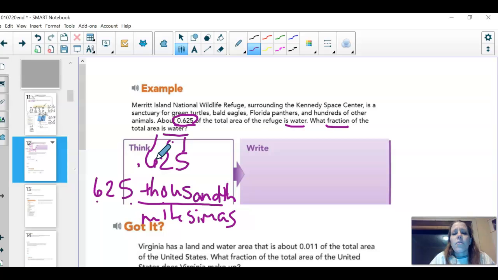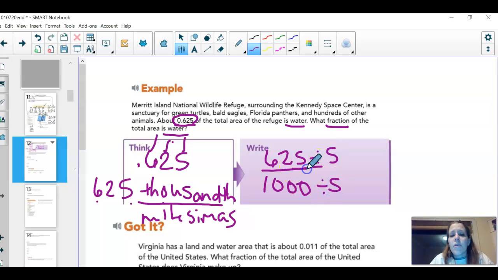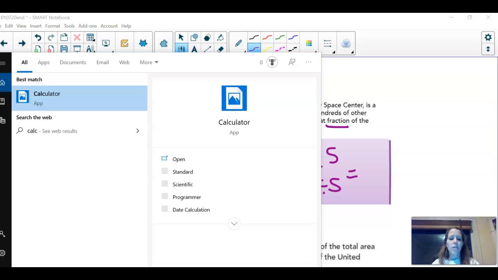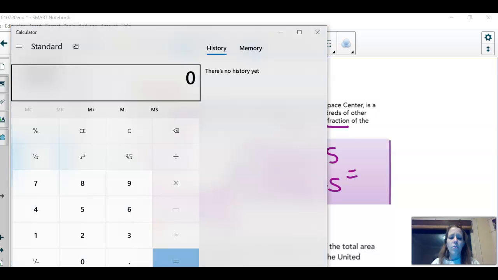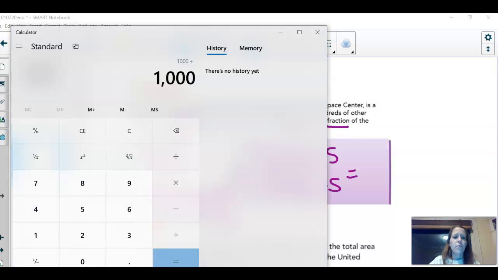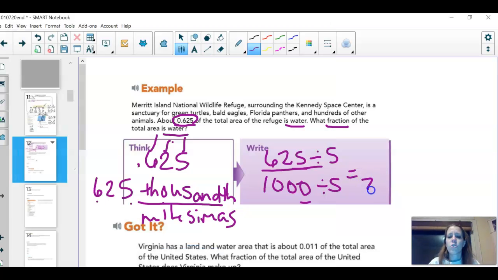Okay? Now I'm going to write it. 625 thousandths, or milésimas. And now I'm going to look for something I can divide them both by. I see they both end in a 5 or a 0, so I can go ahead and divide those. Now for this part, if you're struggling with this, I'm okay with you checking on a calculator. So 1,000 divided by 5 gives me 200.